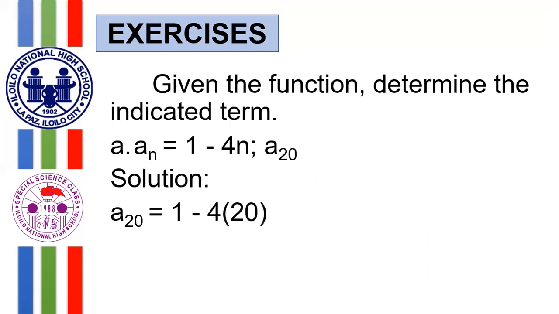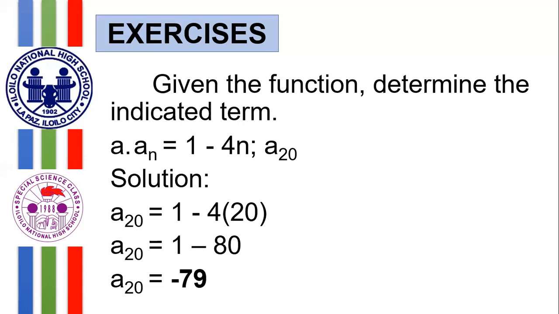So with that, we have a sub 20 equals 1 minus 4 times 20. 4 times 20 is 80. So we have a sub 20 equals 1 minus 80. And that gives you a sub 20 equals negative 79. Hence, the 20th term of the sequence is negative 79.